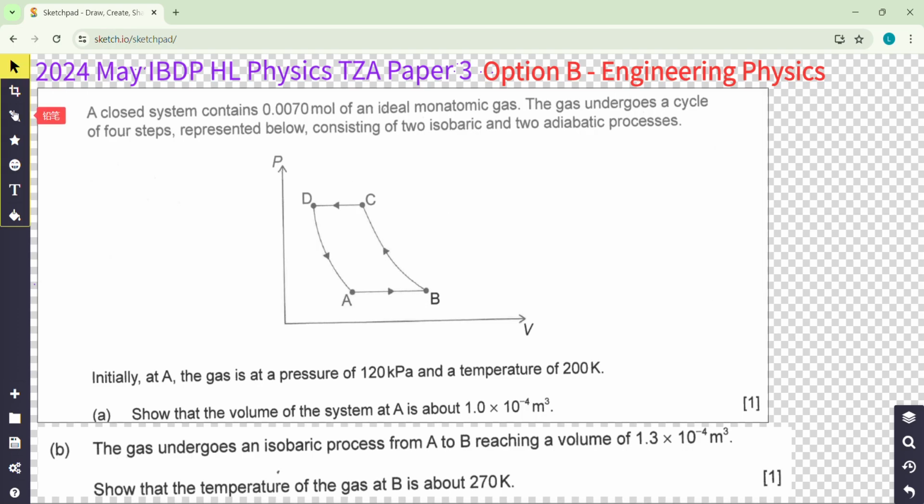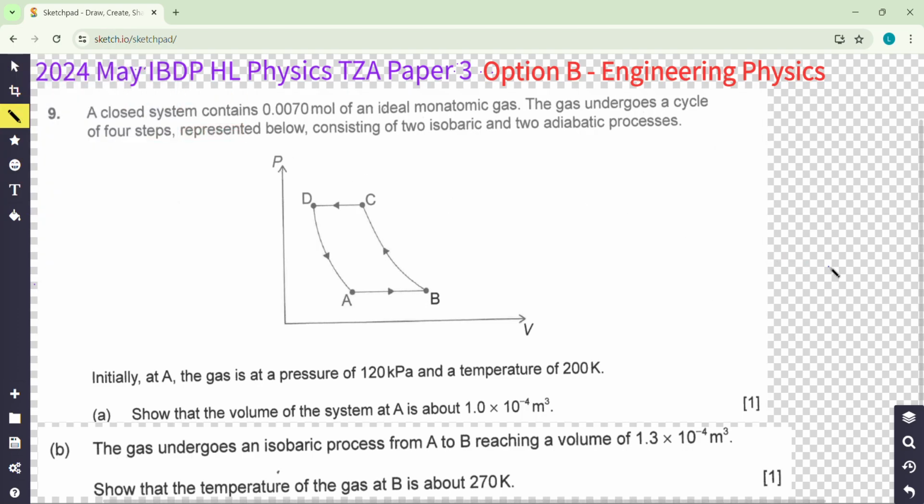Question number 9, fairly heavily loaded with a calculation. So remember, train your calculator skill. Look at question A. Too much data up there, so look at question A first.